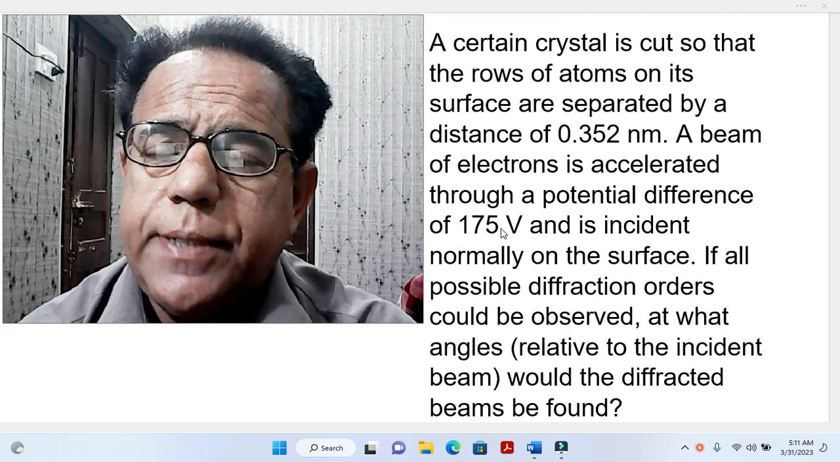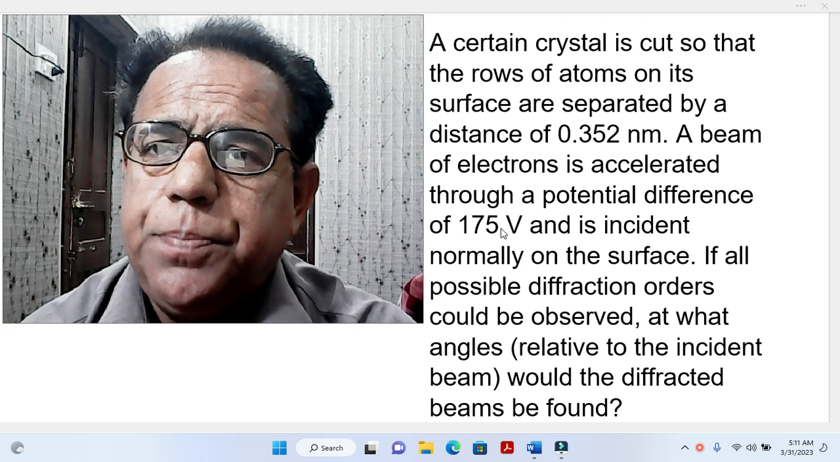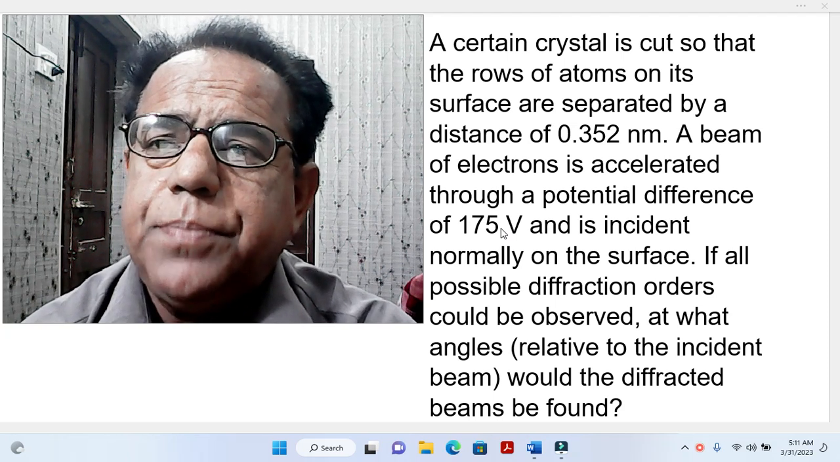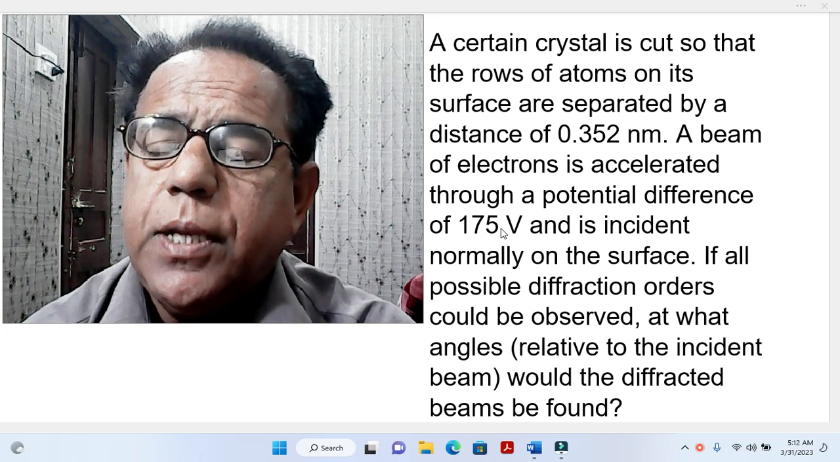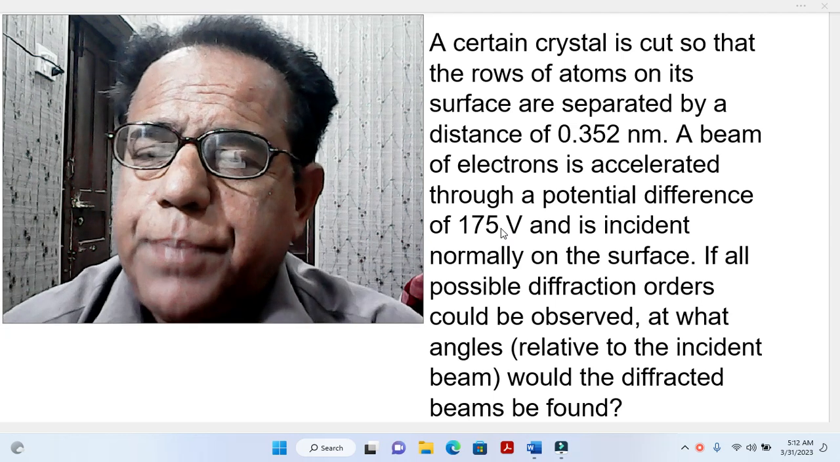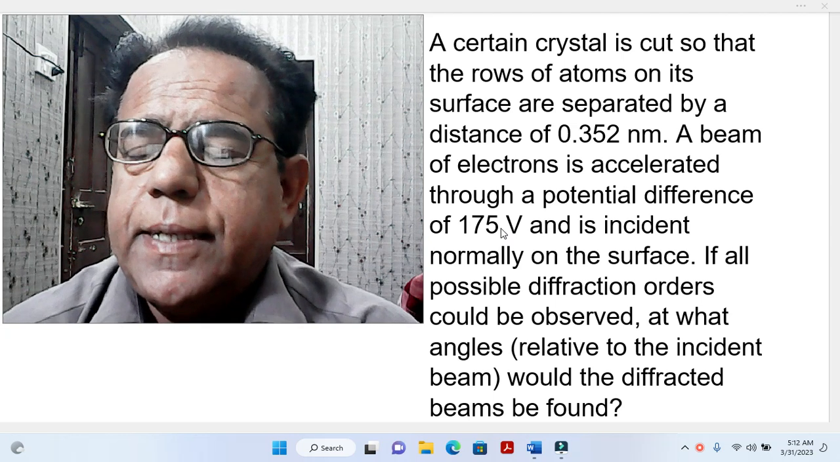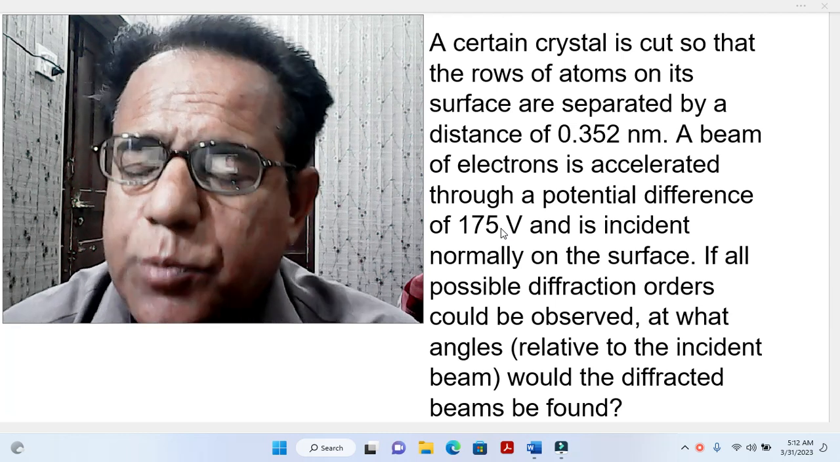Welcome dear students. This is our next problem having once again been chosen from the same book, Modern Physics by Kenneth S. Crane. As usual, we first come to its statement.